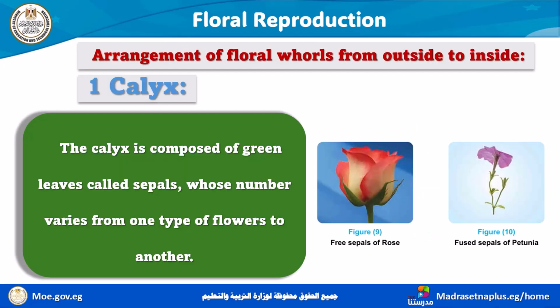The first whorl of the flower from outside is called the calyx. And the calyx is composed of short green leaves. Each one of them is called sepal, whose number varies from one type of flowers to another. So they don't have a fixed number but vary according to the kind of the flower.